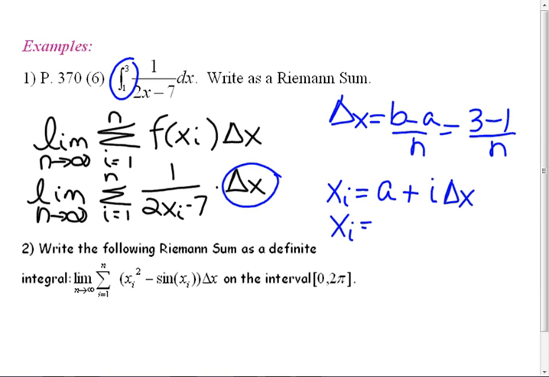So what's my a value here? You're starting at 1. If I say the interval is 2, does that get me up to 3? If I start at 1, and the width of the interval is 2, does that get me to 3? Yeah. So it's 1 plus i times delta x, and delta x is 2 over n.